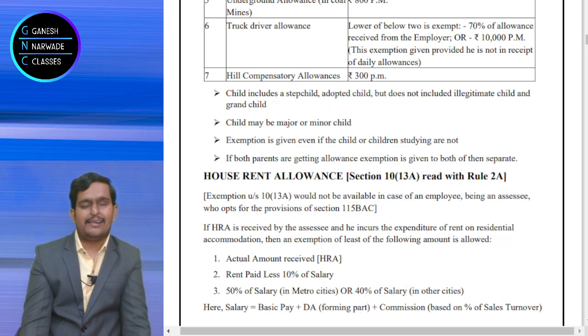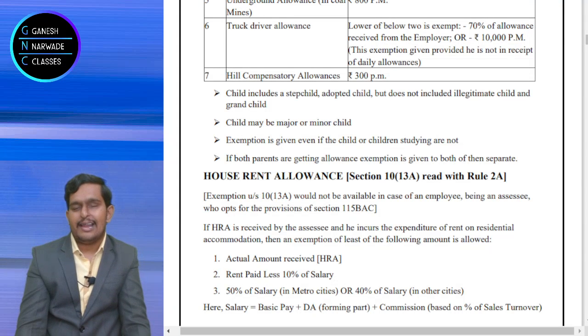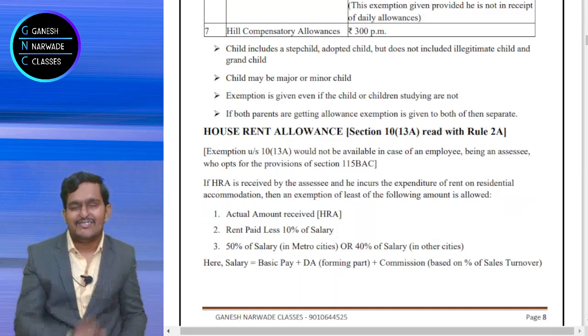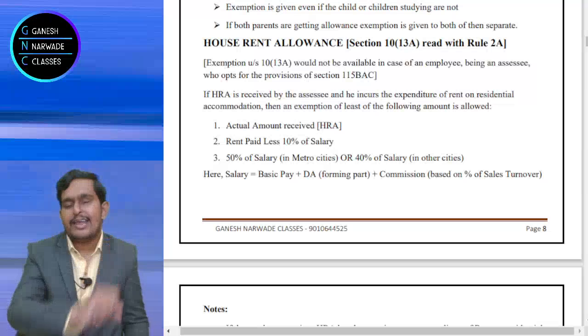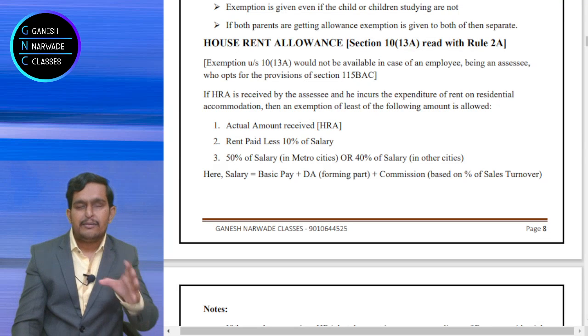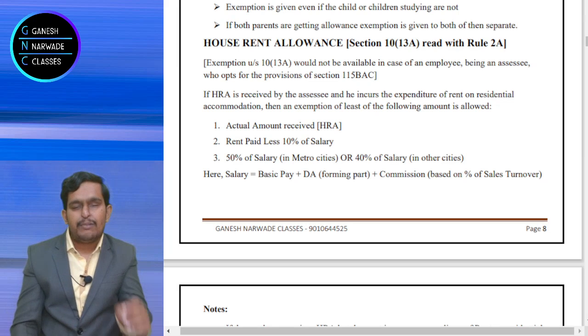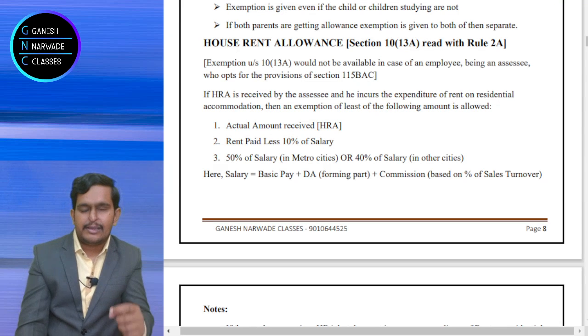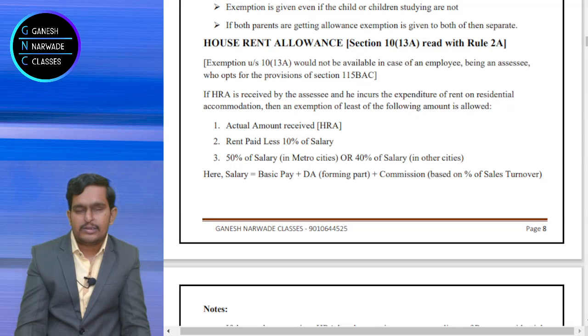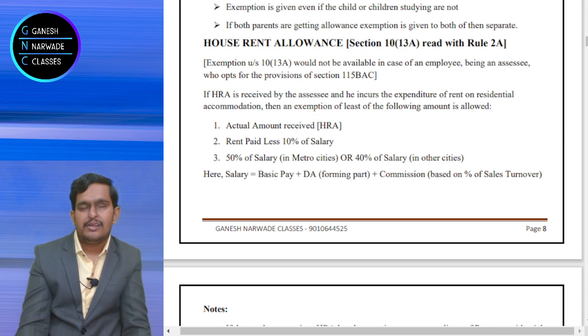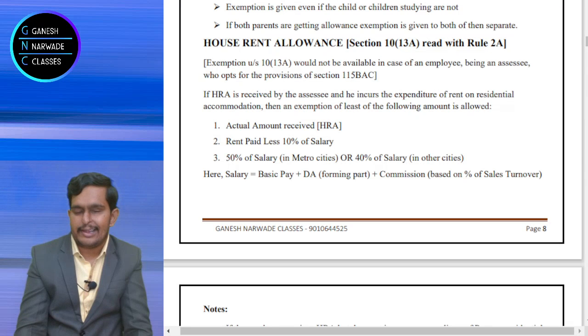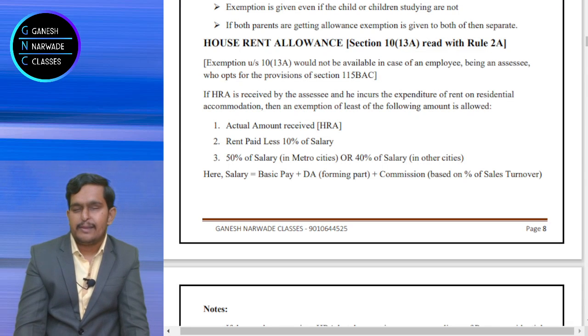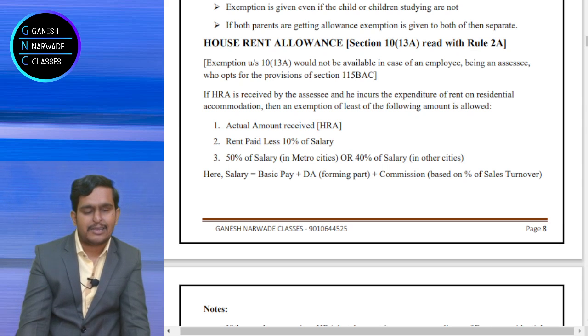Minus 10% of salary. Here we need to be careful. What is salary? Salary is equal to basic pay plus DA retirement plus commission as a percentage of turnover. Here also, don't take fixed commission. Only take commission which is given in percentage form, where you have to multiply with turnover or sales and get the commission. So basic pay, DA retirement plus commission as a percentage of turnover.